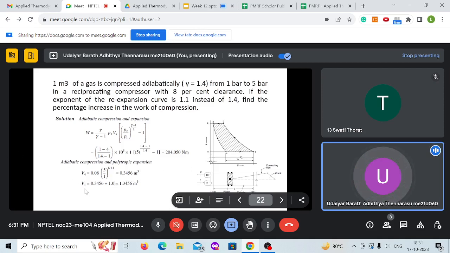So this is 0.08 into V1. V1 is 1 meter cube, so this is 0.08. Sorry, swept volume is 1 meter cube. So V1 will be V4 plus the 1 meter cube swept volume: 0.3456, which is V4, plus swept volume 1 meter cube, equals 1.3456 meter cube. So we know all the volumes we require: V1, V4 and V3.